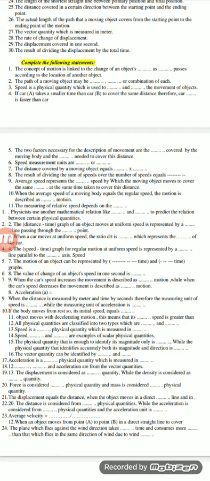Number 5. The two factors necessary for description of movement are distance covered by the moving body and the time needed to cover this distance. What are the two factors that are very important to describe the motion? Distance and time. Number 6. Speed measurement units are meter per second or kilometer per hour.